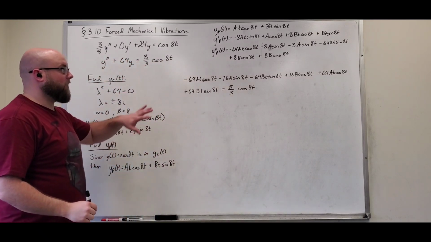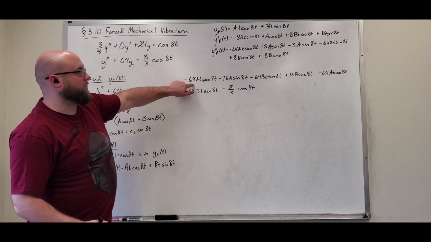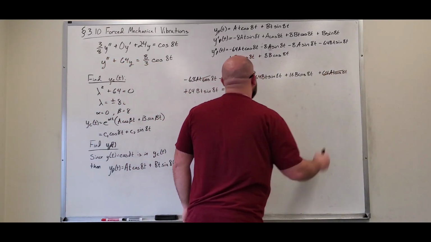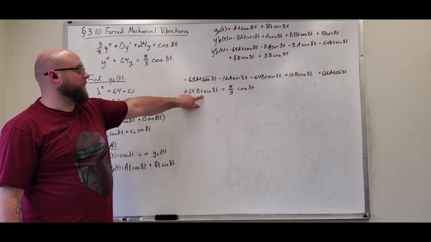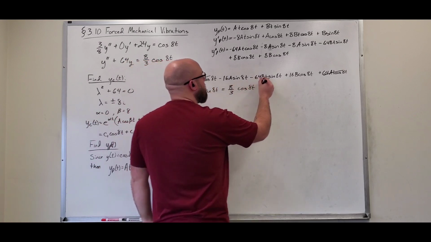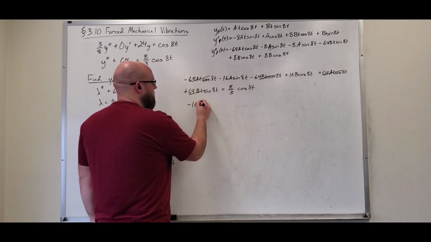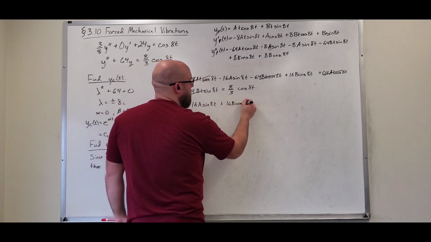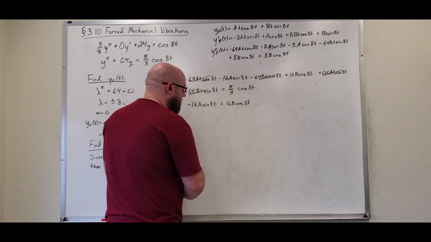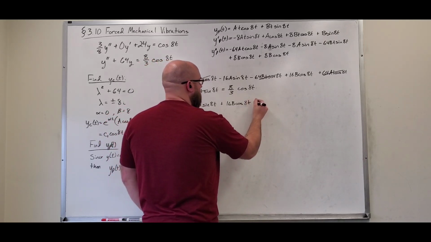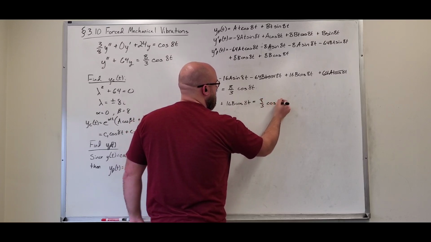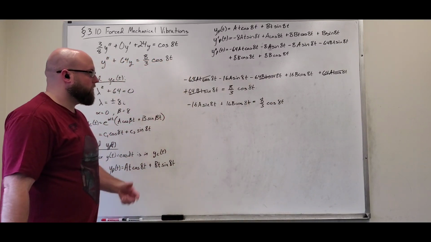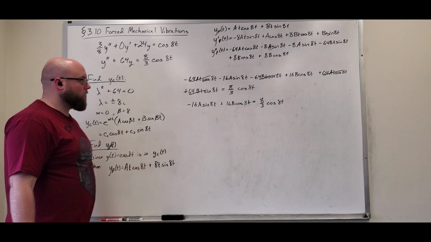Well, the nice thing is do we see a lot of cancellations occur here. So our negative 64at cosine of 8t, that's going to cancel out. And then our 64bt sine of 8t, those two guys are going to cancel each other out. So the nice thing is this is just negative 16a sine of 8t plus 16b cosine of 8t, which is equal to 8/3 cosine of 8t. Well, notice here, we just match what our existing values are going to be for a and b.